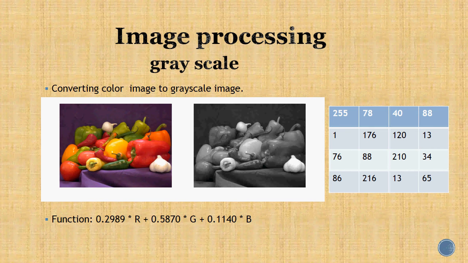The first step in image processing is converting the color image to a grayscale image. This is a typical function that can do the conversion. All the coefficients in this function can be changed. For example, if the object is mainly green, we can increase the coefficient of green, and then we get a higher contrast grayscale image.